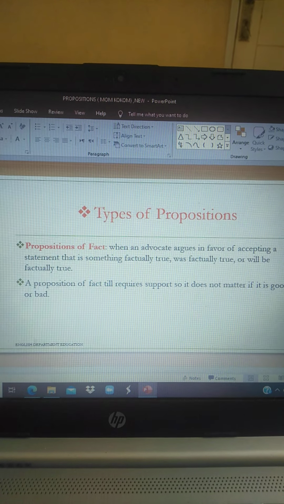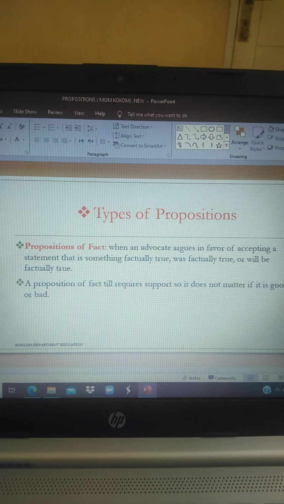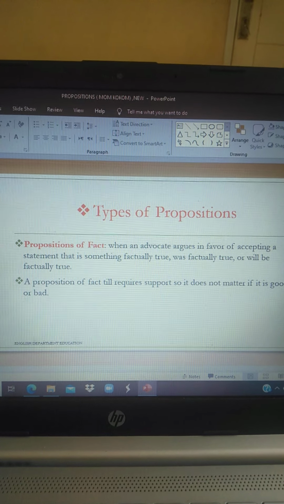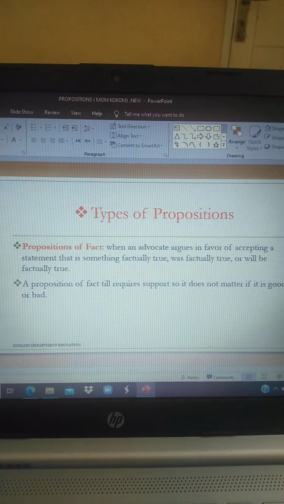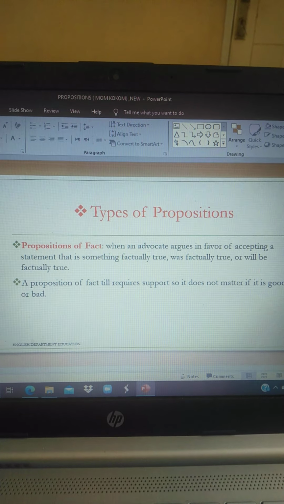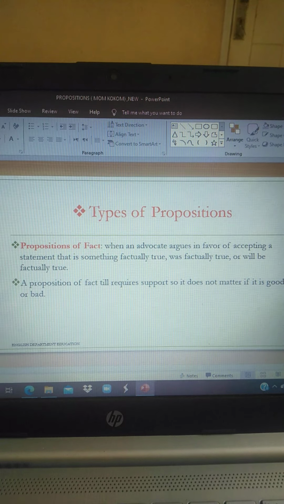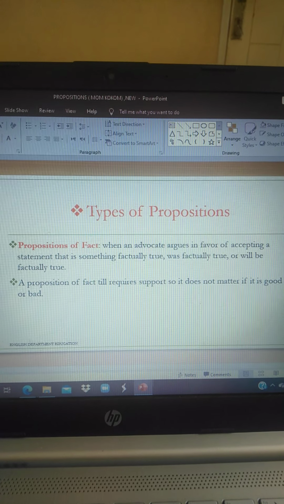Types of propositions. Propositions of fact. An advocate argues in favor of accepting a statement that is factually true, was factually true, or will be factually true. A proposition of fact requires support, and it doesn't matter if it is good or bad.